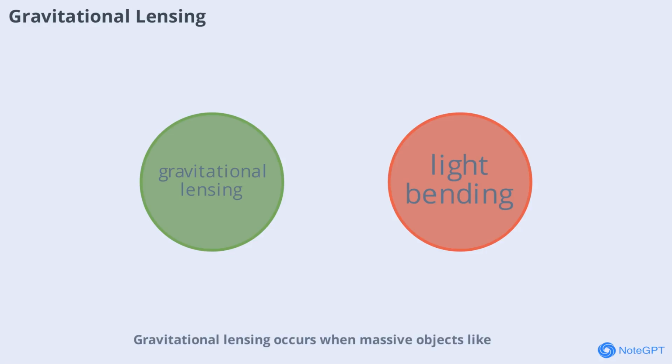Gravitational lensing occurs when massive objects like galaxies bend light from objects behind them. This effect, predicted by Einstein, allows astronomers to observe distant galaxies and study dark matter. Gravitational lensing acts like a cosmic magnifying glass, revealing details that would otherwise be invisible. It's a powerful tool for exploring the universe and understanding the distribution of mass in space.